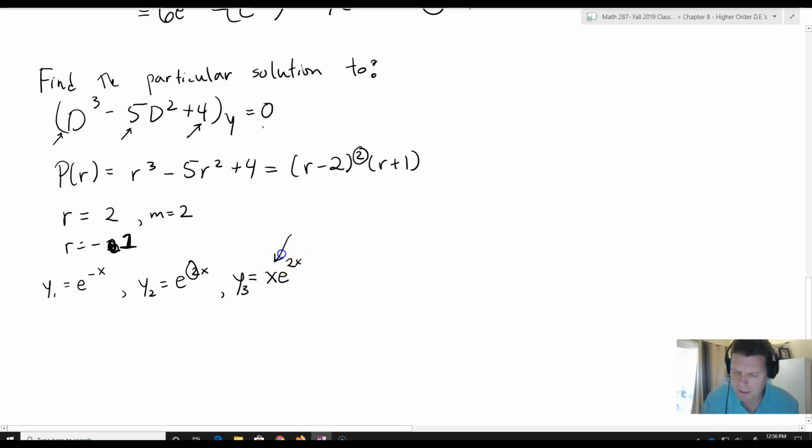So notice what we're doing for each additional power beyond 1. The first one is just our standard e to the 2x. The second one is multiplied by x in order to give us a linearly independent solution. And if we had a third, it would be x squared e to the 2x. If it was the fourth power, it'd be x cubed e to the 2x. In this case, we've only got the power of 2, so we've got these 2 that have this power of 2x.